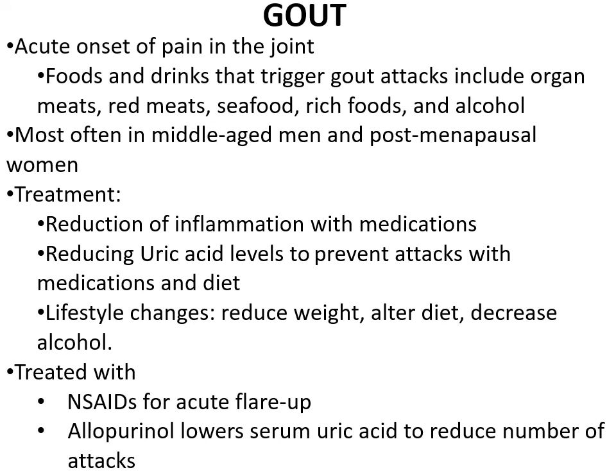Okay. Allopurinol is a medication that lowers serum uric acid, and it reduces the number of acute gout flare-ups in a patient. So if someone was coming in 6 times a year for acute gout flare-ups, we could reduce that number by starting them on allopurinol long-term that they have to take every day to keep their serum uric acid levels lower.